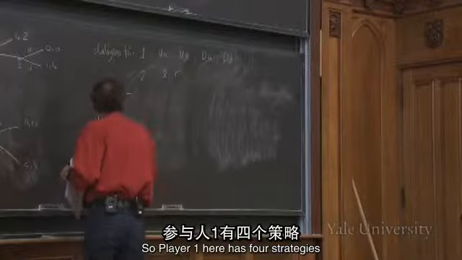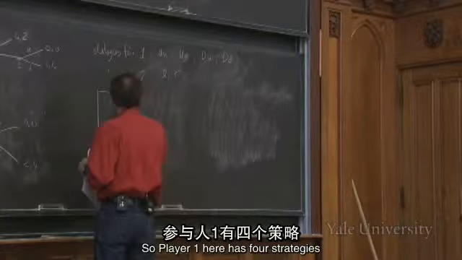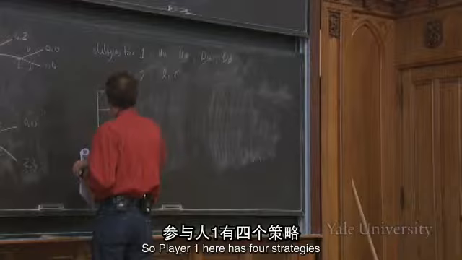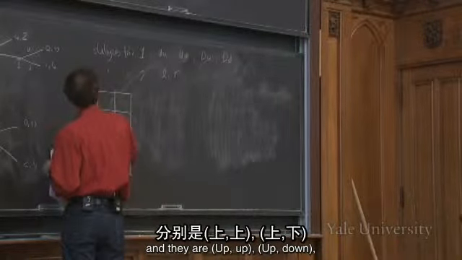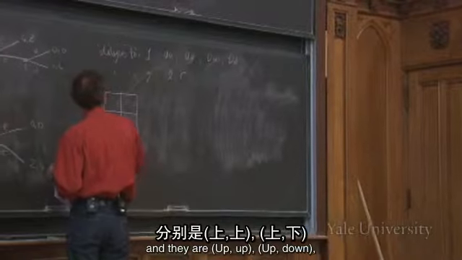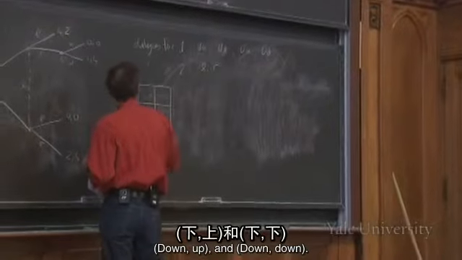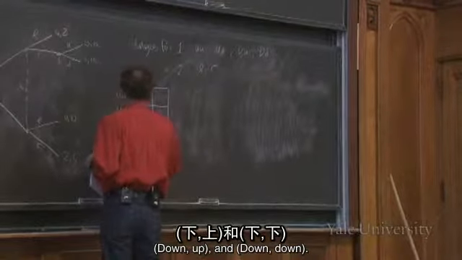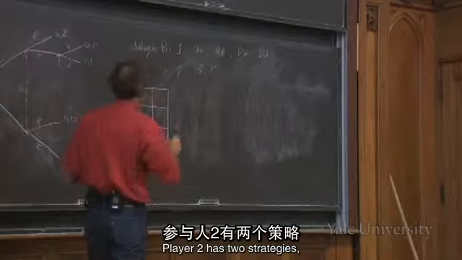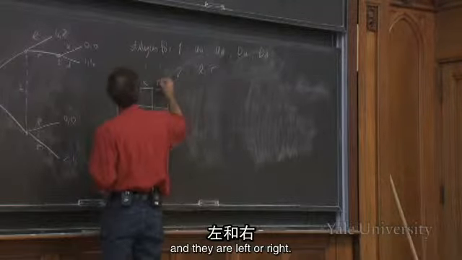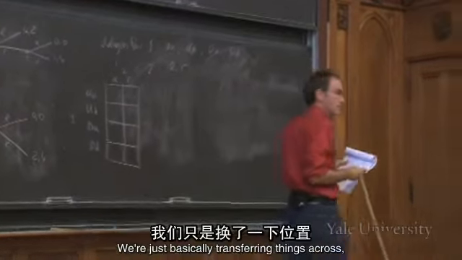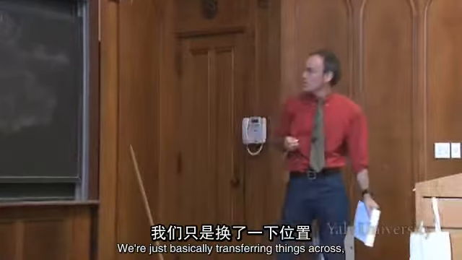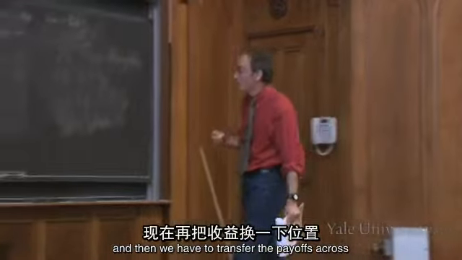So player one here has four strategies, and they are up, up, up, down, down, up, and down, down. And player two has two strategies, and they are left or right. All right, everyone okay so far? We're just basically transferring things across. And now we have to transfer the payoffs across.